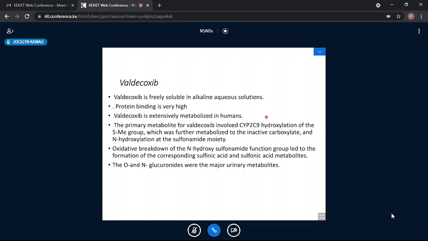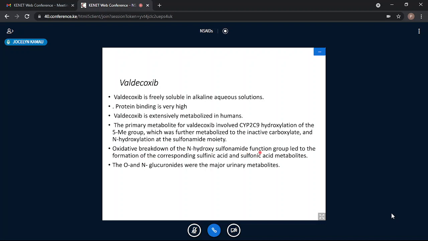So the primary metabolite for valdecoxib, again, is by the cytochrome P450 enzyme, giving us what we have talked about, the issues of drug interactions, where you have the 5-methyl group, which was further metabolized to the inactive carboxylate. So very similar to the metabolism found in celecoxib. You have that methyl group, but this time it is found in the isoxazole ring. So the methyl group is part of the isoxazole ring, and that can be readily metabolized to the hydroxyl group or the alcohol, and then, of course, to the carboxylic group.